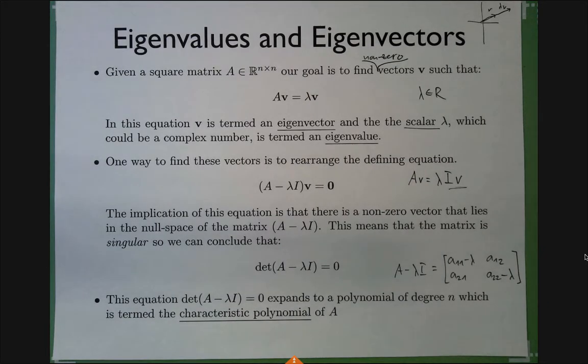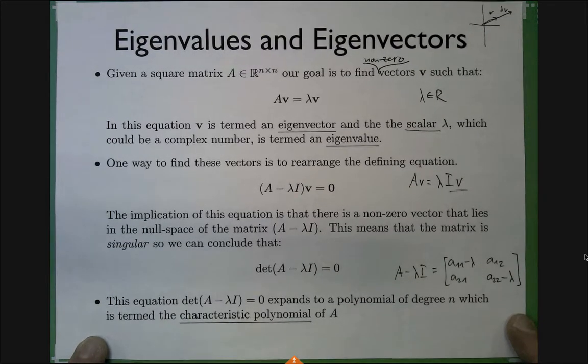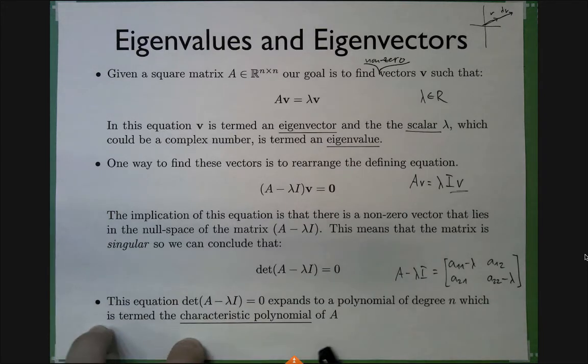So it's a polynomial, and this polynomial is very important. It's called the characteristic polynomial of the matrix, again, because it contains a lot of information about the matrix. So let's make this more concrete by looking at an example.